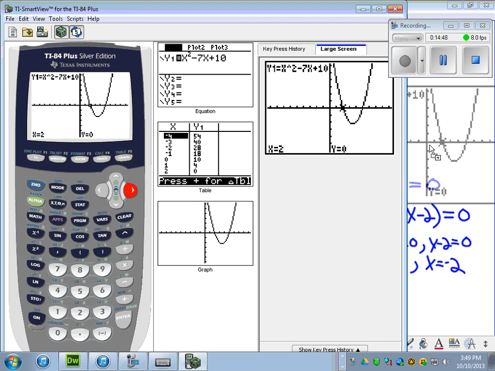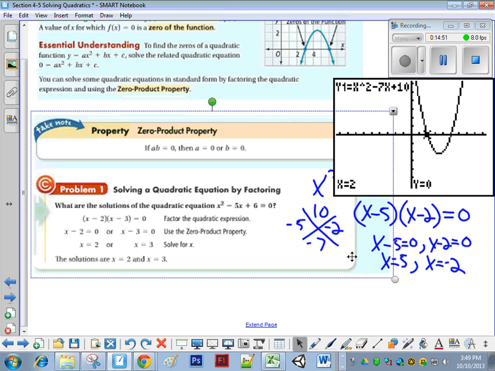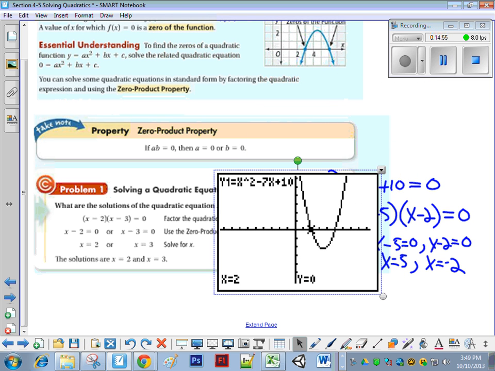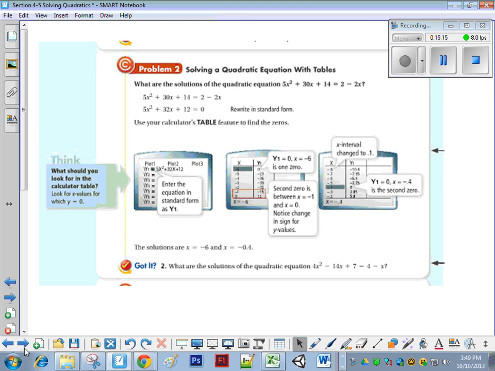I'm going to bring this over here so we can see that in a minute. Okay, so one answer, just like we had before, was +2 right here. The other answer looks like it's right on positive 5. So it's the same exact graph. This time we were able to solve it by graphing. And we could have done that with the tables. Let me show you on the tables and go back to the calculator.